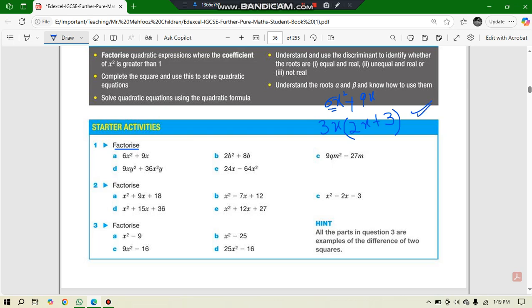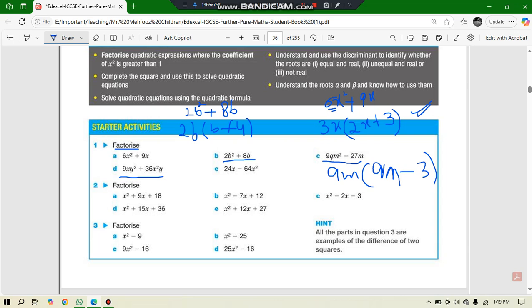This is your solution. And for part B, you can see that 2b square plus 8b. Now you can take 2b as common. So what is your answer? It will be b plus 4. Okay, the third one is this one. If we take 9m common from both terms, your answer will be 9m minus 3, simple.